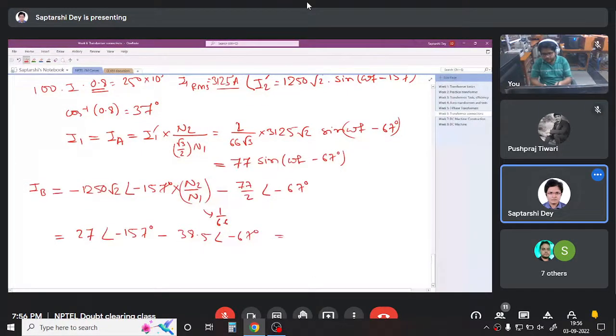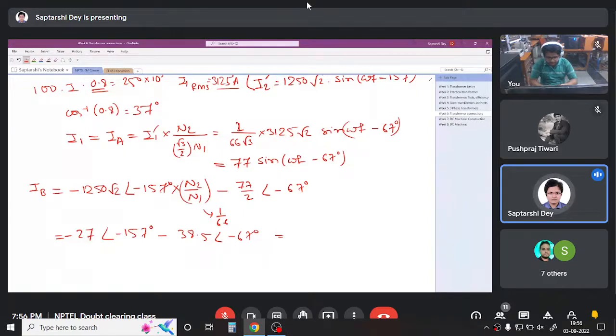This will come, forgot the minus. Then I will put it here. You can directly put angle inputs. I am writing 27 angle minus 157 degree. Can you see that I am directly putting angle values here? You can directly put angle values.